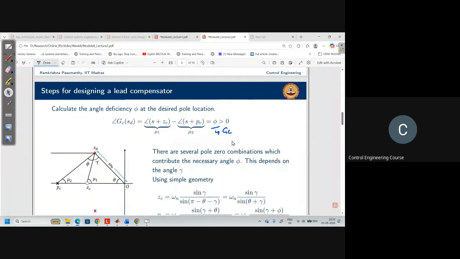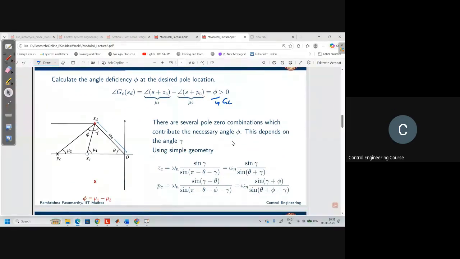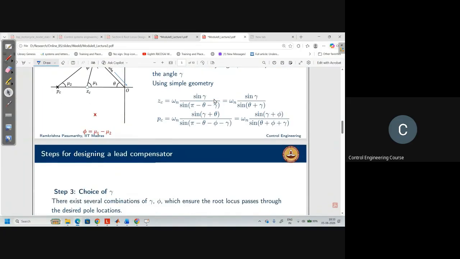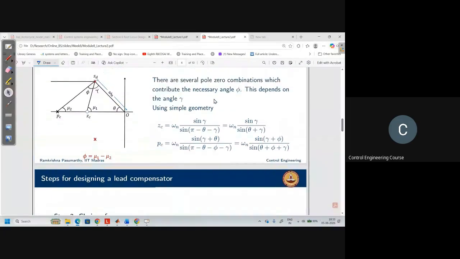Since here we have two design parameters, our requirement is to satisfy this phi, but we have two variables, one is PC and another one is ZC. That means there are multiple options available. So how to choose the best PC and ZC, that is our next question.